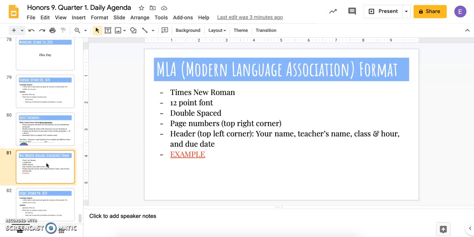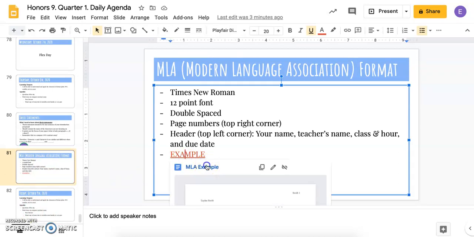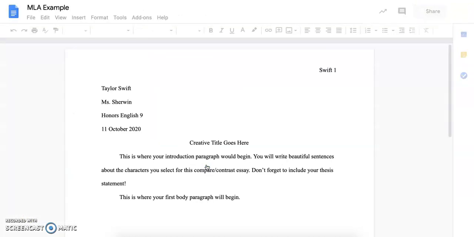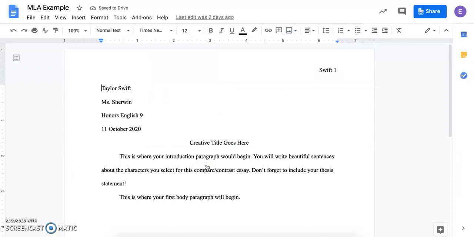You'll have page numbers in the top right-hand corner and then a header in the top left, which will feature your name, your teacher's name, your class, and your hour and the due date. My example here will take us to another document. There we go. Okay, so our example student today is Taylor Swift. So if Taylor Swift was in our class, she would start off her paper. Make sure that the whole thing is Times New Roman, that it is size 12 font, and that we've got our page number in the top right-hand corner with the writer's last name first, and then the page number.